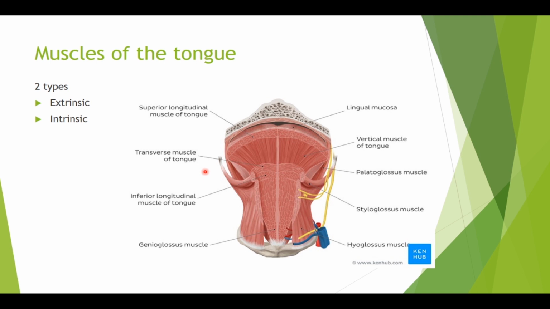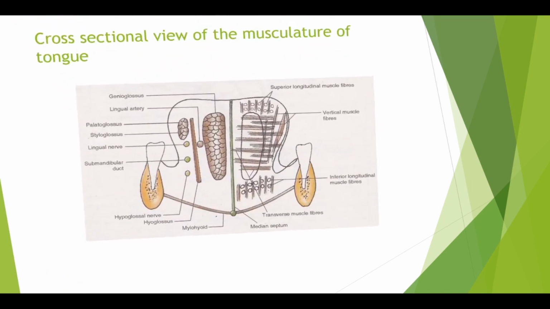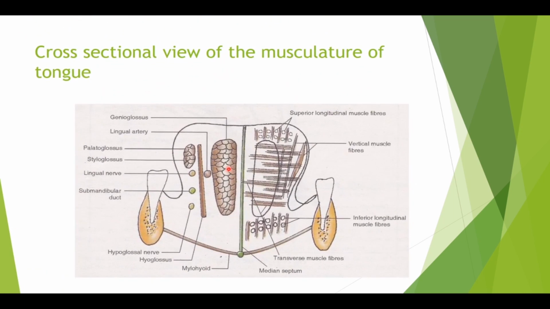Now when we come to the musculature of the tongue, it plays a very important role in articulation as well as in swallowing. There are two types of muscles, extrinsic as well as intrinsic. Here there is a cross-sectional view of the musculature of the tongue, where on one half you can see all the extrinsic muscles, whereas on the other half you can visualize all the intrinsic muscles of the tongue. See, the superior longitudinal, vertical muscle, transverse muscle, then there is the inferior longitudinal muscle.